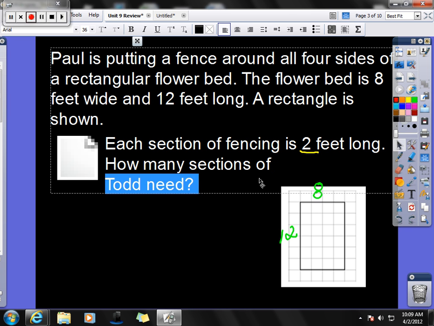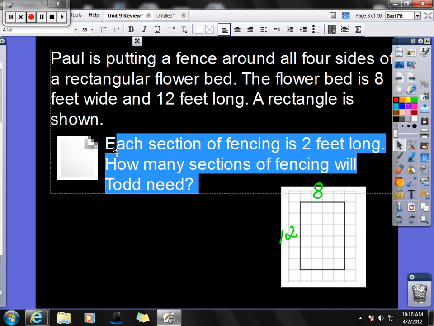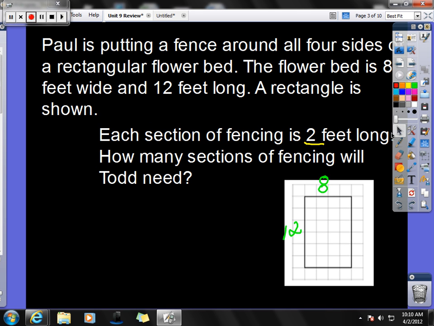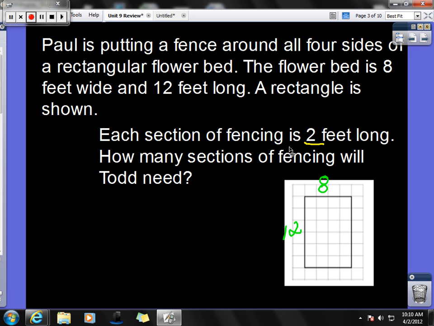How many sections of fencing? Aha, there it is. And I want to paint that white. Now we should be good. There it is. Alright, so how many sections of fencing do we need?